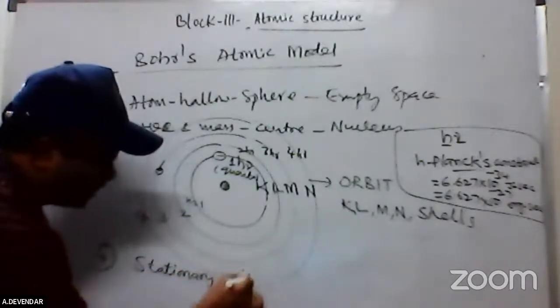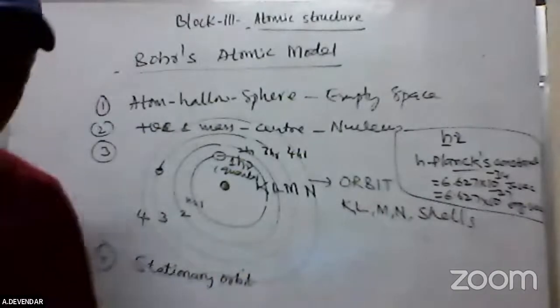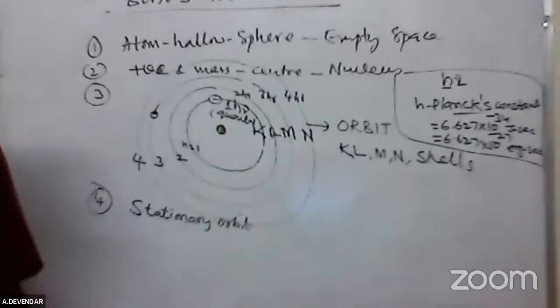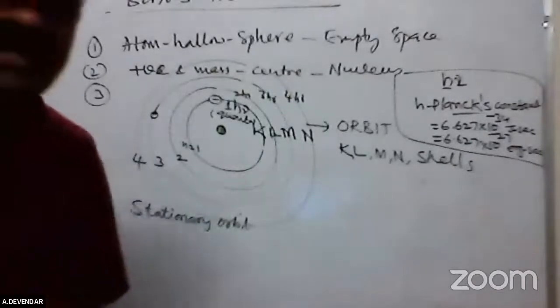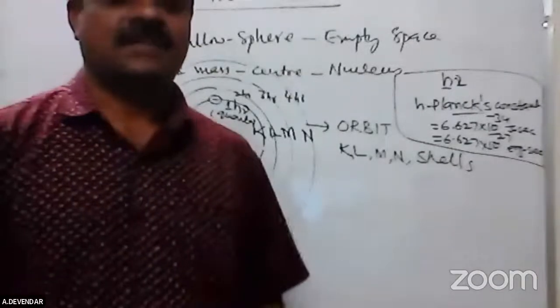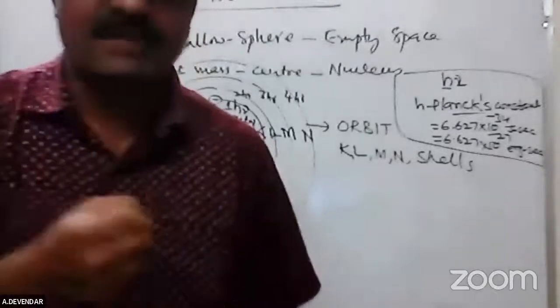Given an extra point only. Are you following this? Stationary means what? That particular orbit neither gains energy nor loses its energy. Suppose you are giving the extra.